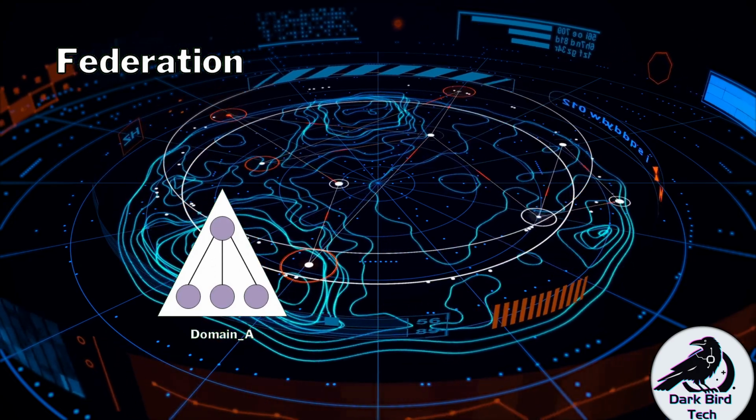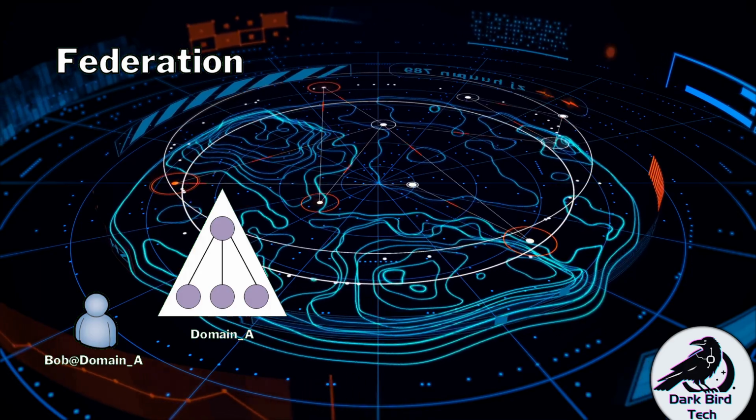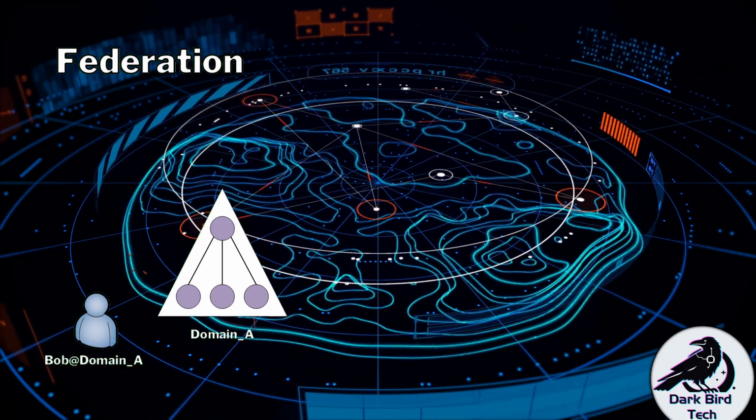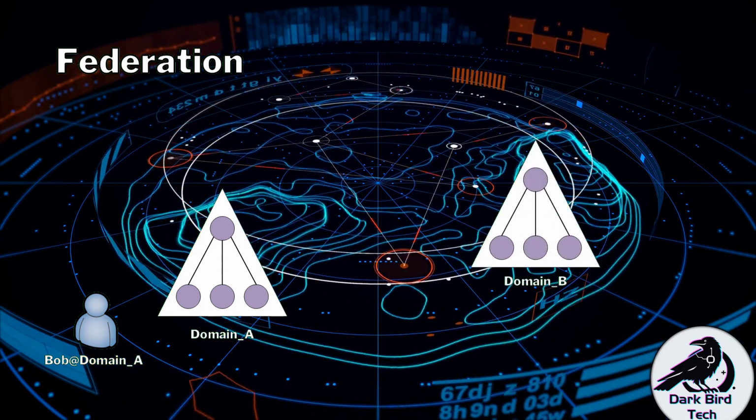So first up, let's have domain A. And we're going to have a user in domain A. Let's call him Bob. If there's any Bobs watching, I'm really sorry. I keep picking on you. And then we're going to have domain B.